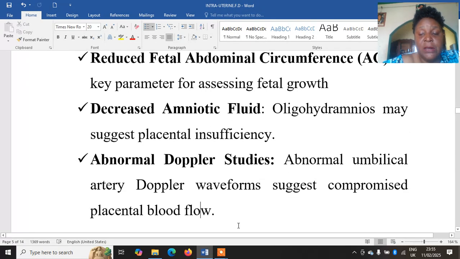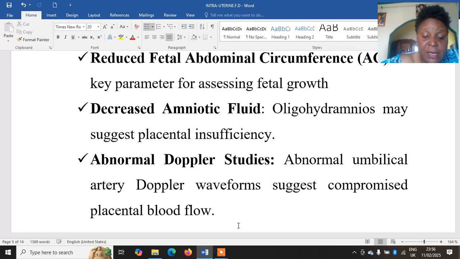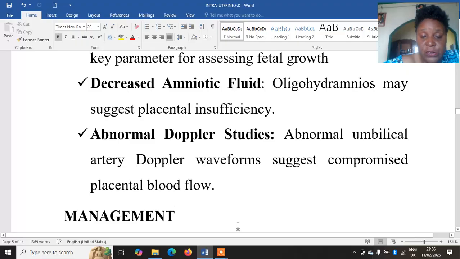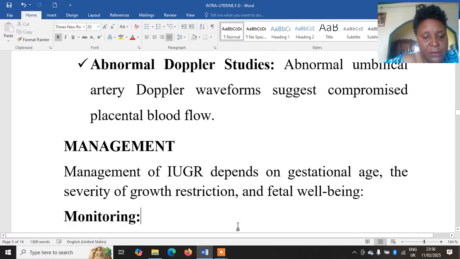Yes, sometimes we can find abnormal Doppler studies, that is, abnormal umbilical artery Doppler waveforms suggest compromised placental blood flow. These are all investigations we can do to find out the state of the fetus intrauterine. So after examining this and we assume that we have confirmed intrauterine growth retardation, what is the management?